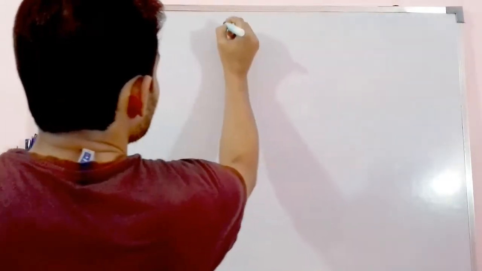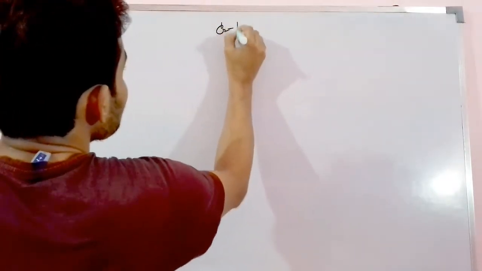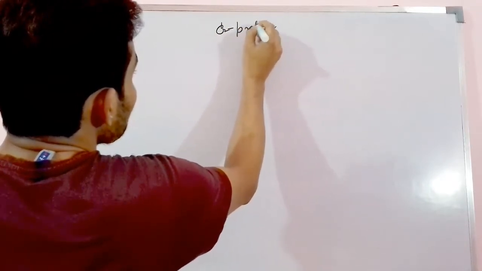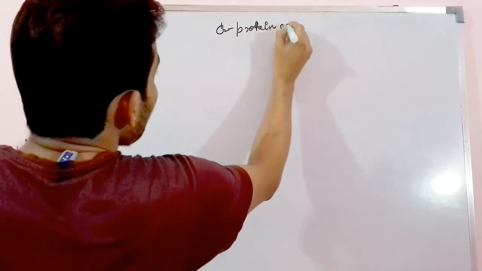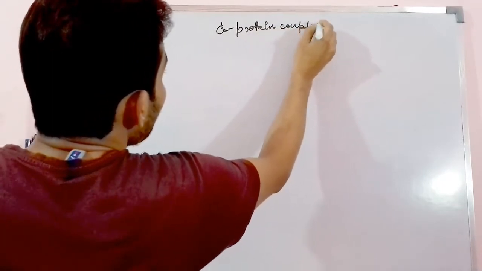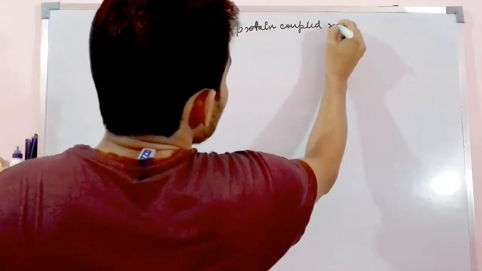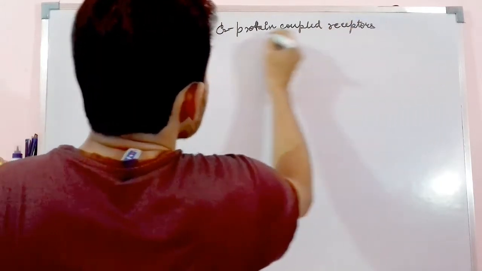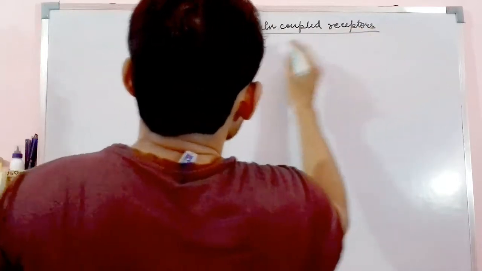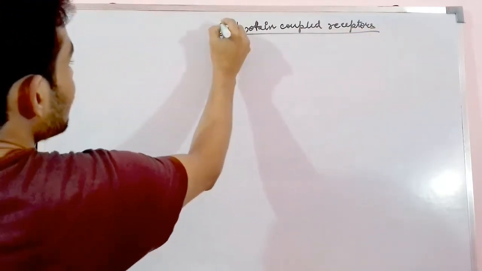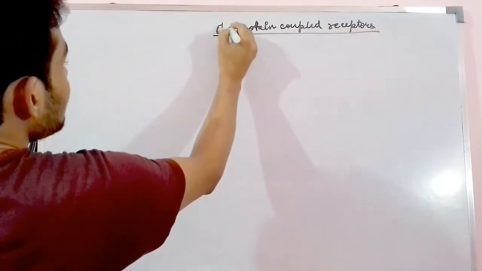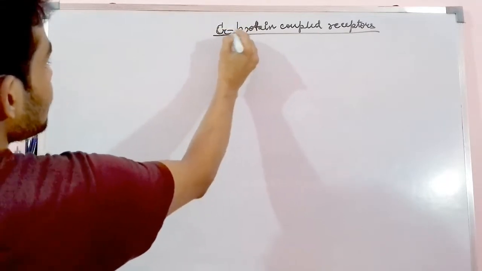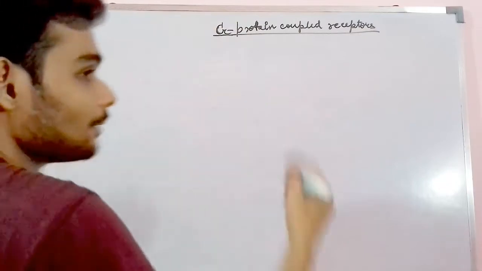Let us suppose I put the heading as G protein coupled receptors. Now these G protein coupled receptors have a very dynamic role.